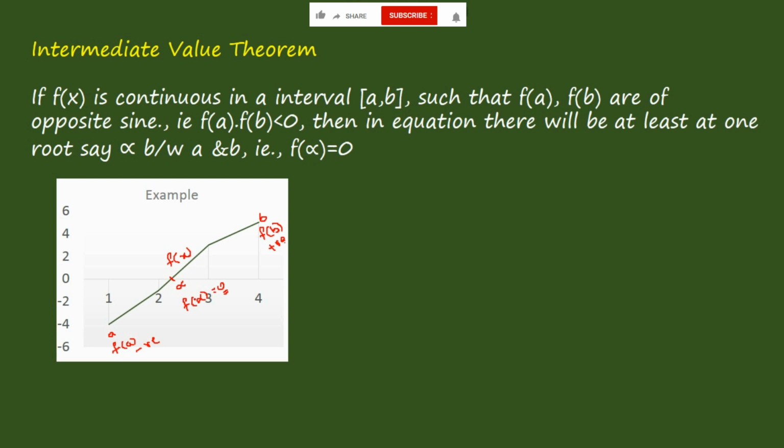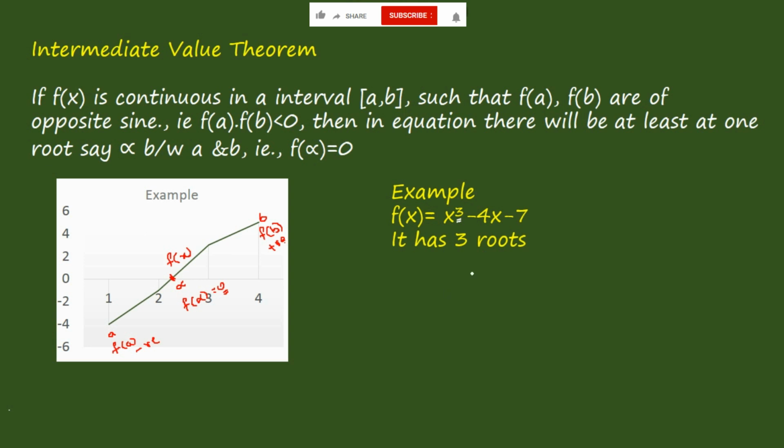So the intermediate value theorem states that in the interval a to b, such that f of a and f of b are of opposite signs, there will be at least one root, say alpha. One more example. Always the graph would not be given; there will be just an equation. Consider an equation like x cube minus 4x minus 7. Here it is x cube, so we'll be having 3 roots. Now we have to find the intermediate values.